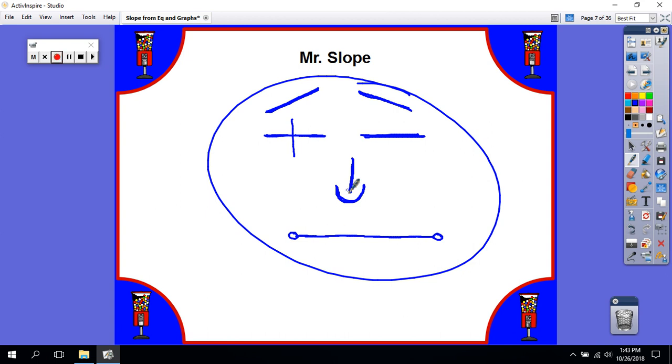A lot of students get undefined and 0 slope mixed up. They can't remember which one's which. So if you think back to this picture, you can say, oh, the straight line was his nose and it had a U to represent undefined. Or the flat line was 0 slope because it had the little zeros in the corners of his mouth. Okay? So you can give him some ears or freckles or whatever you want, some hairs, chin. Decorate him.